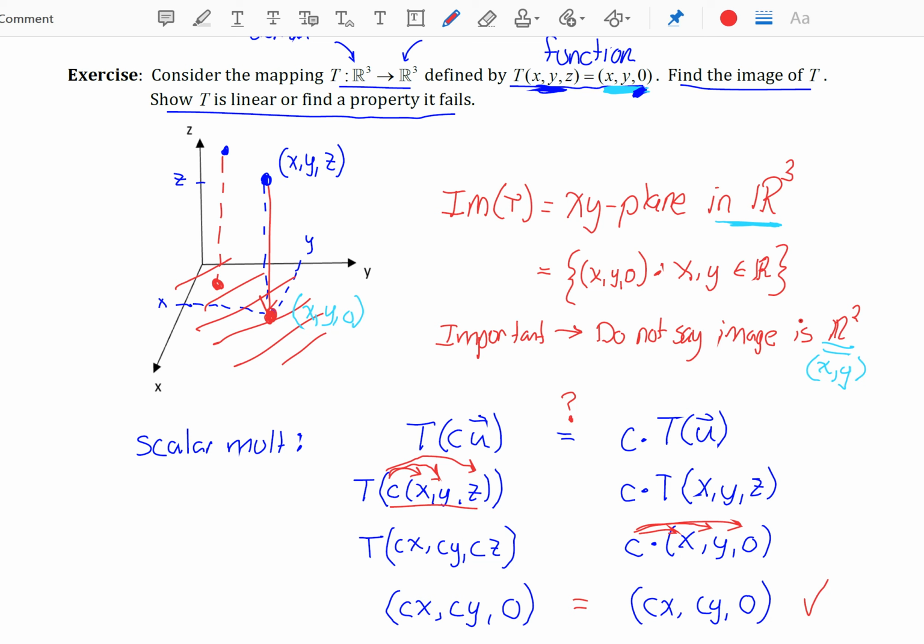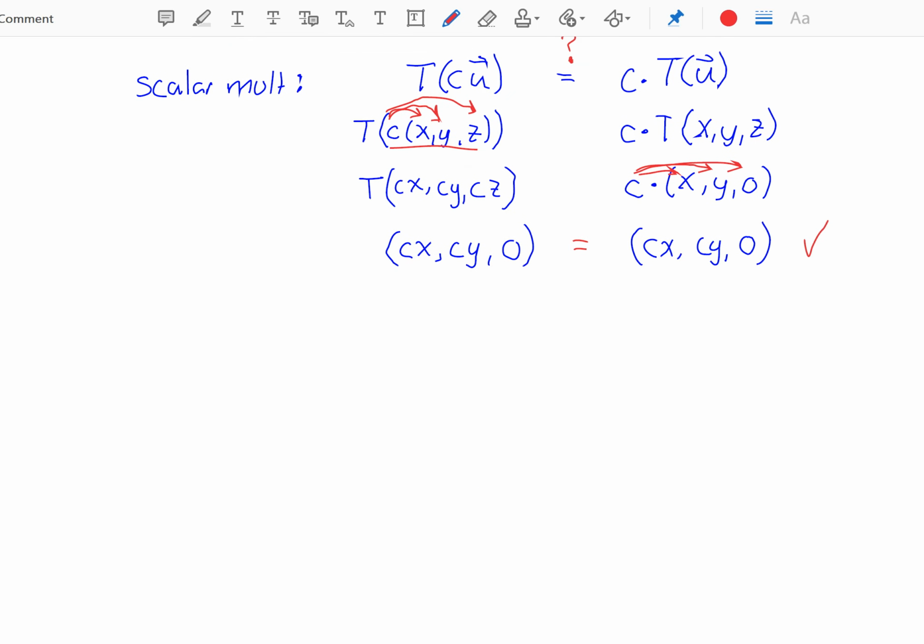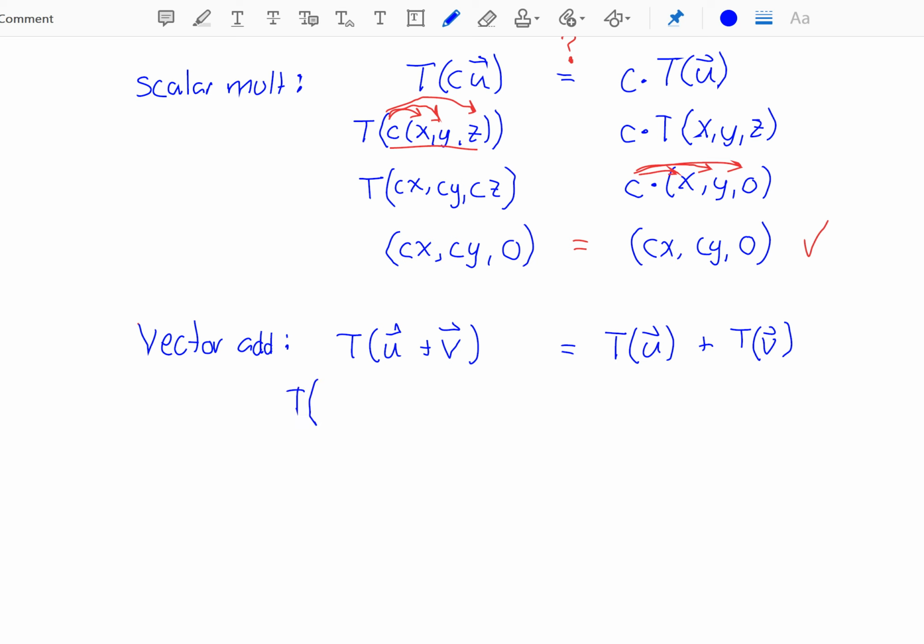We're looking for equality on both sides. Since T preserves scalar multiplication, now we'll move on to vector addition. Here we want to show that T of the sum of two vectors in our domain is going to equal the sum of T of each of those vectors. Let's start with just the left-hand side. First, we'll need two elements in our domain.